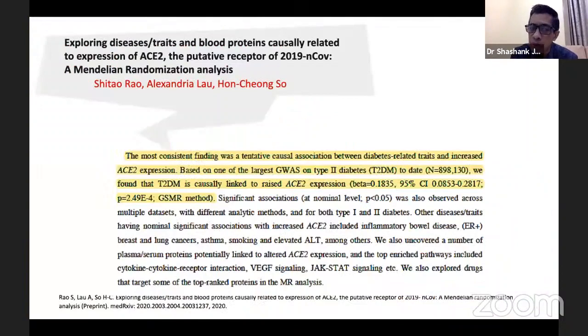Clearly we now know that when we explore through various analyses, including a Mendelian randomization analysis, there is a direct effect on a GWAS in type 2 diabetes on ACE2 expression. So when you look at a putative receptor of SARS-CoV-2, which is ACE2, clearly there is an increased expression in type 2 diabetics.